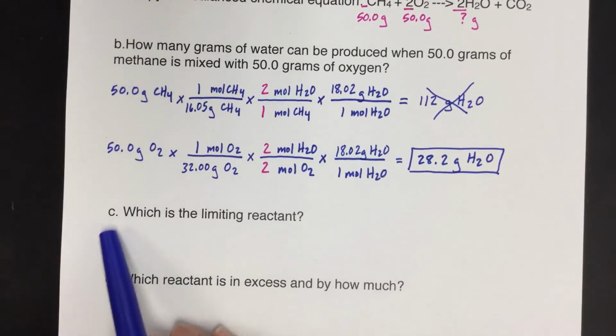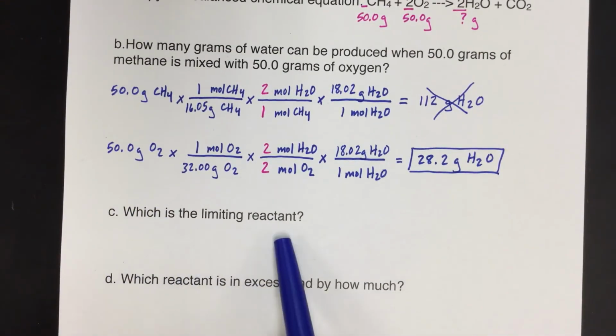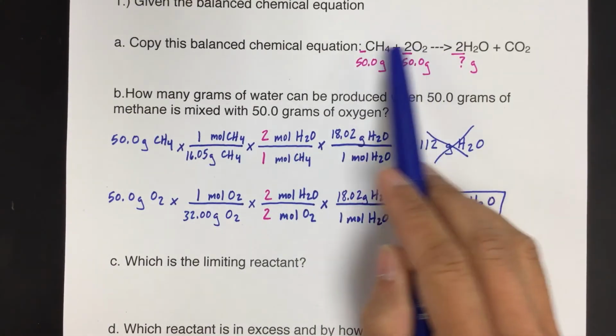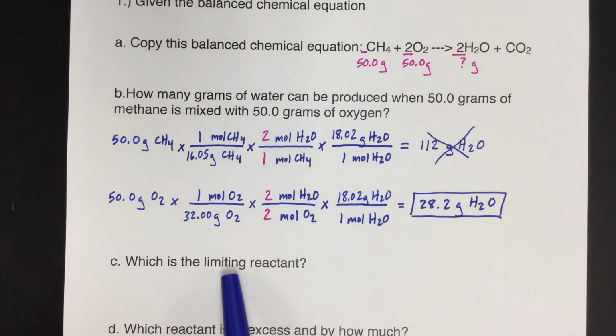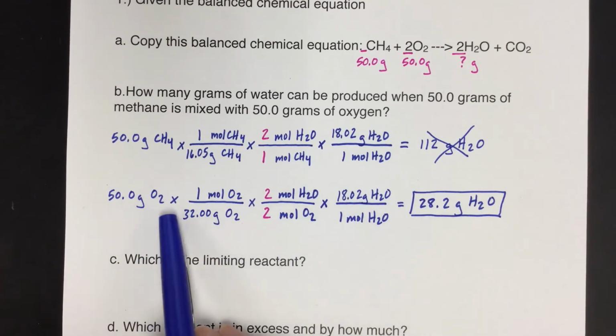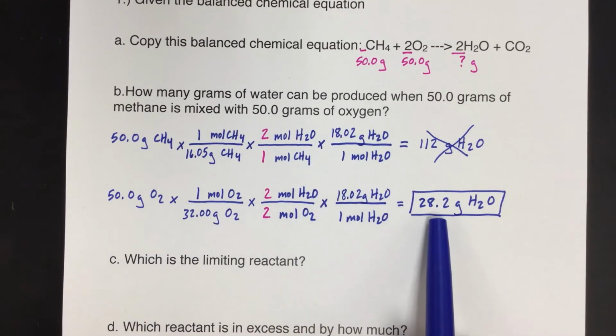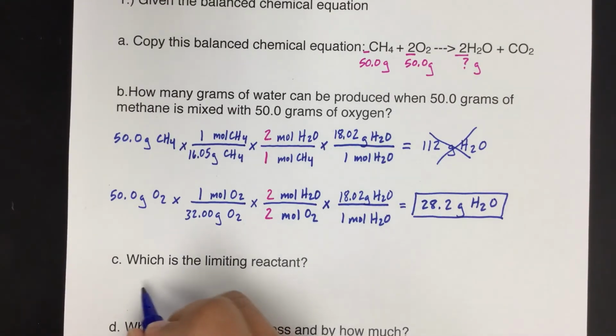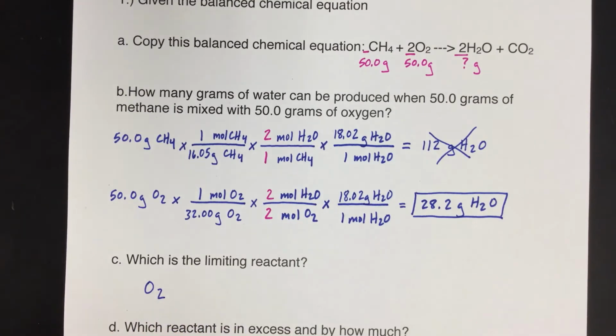Second, and part C here says which is the limiting reactant. So remember, your choices for reactants are either methane or oxygen. The one that's limiting is the one that stopped your reaction. Which one ran out? Well, we just said that this one ran out because it produced a smaller amount, right? So the limiting reactant here is oxygen, or O2. O2 is the limiting reactant.